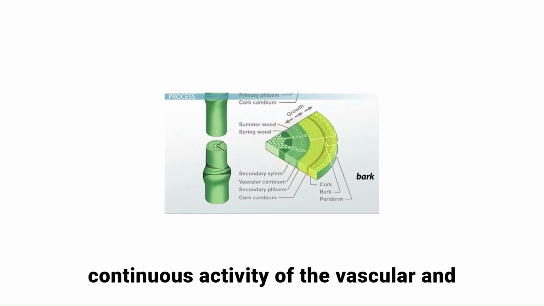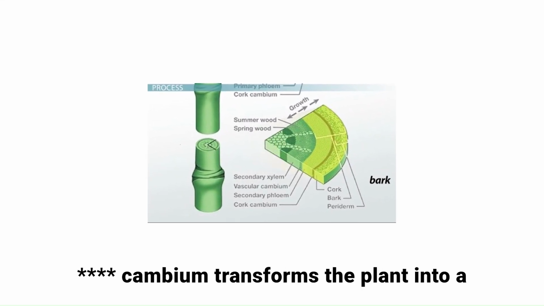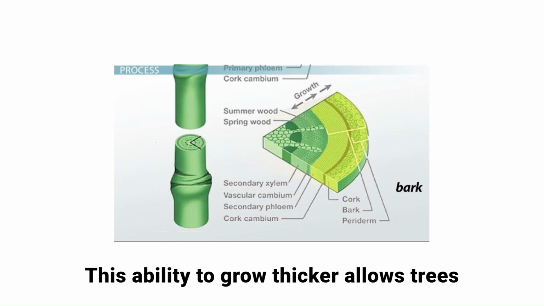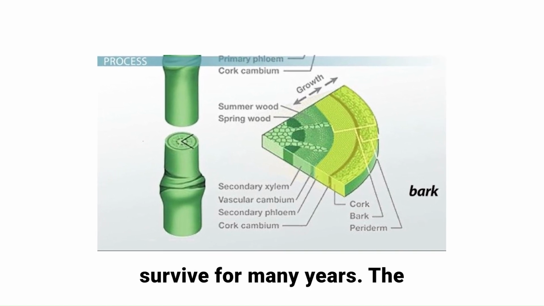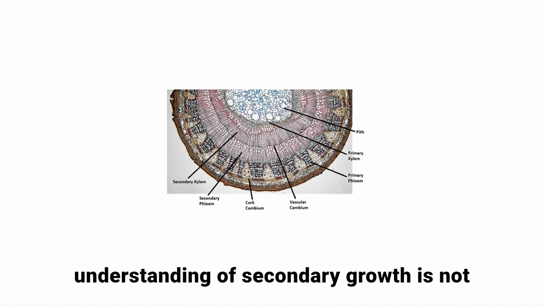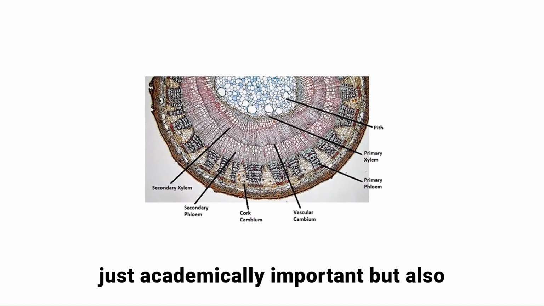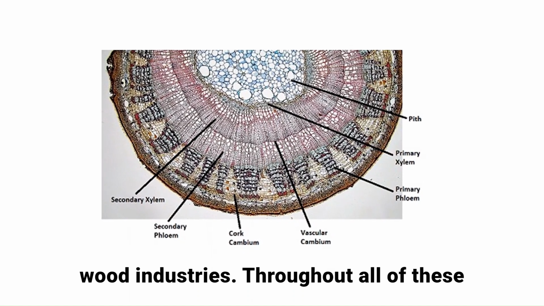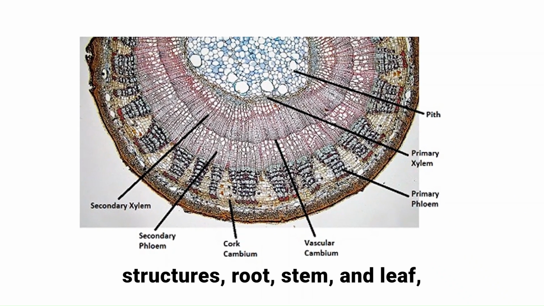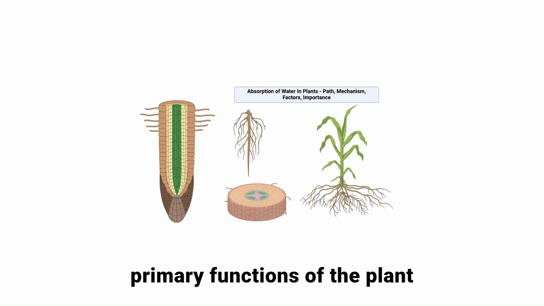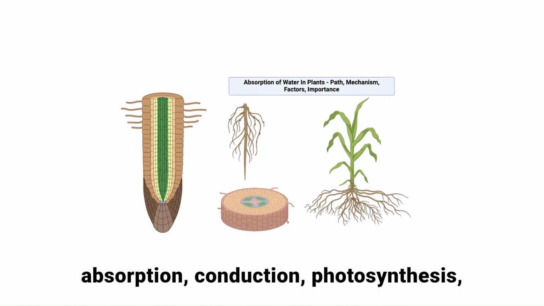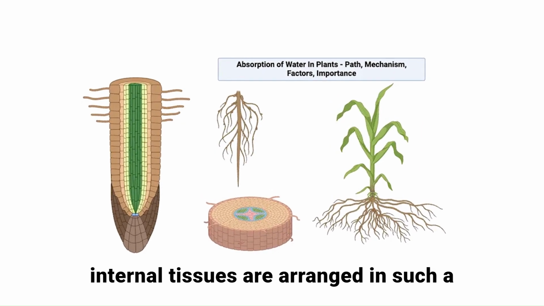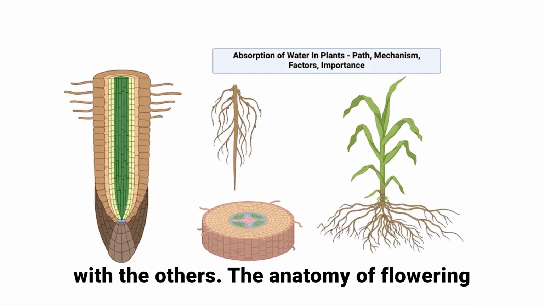In woody plants, the continuous activity of the vascular and cork cambium transforms the plant into a more robust and durable structure. This ability to grow thicker allows trees and shrubs to support more weight and survive for many years. The understanding of secondary growth is not just academically important but also critical in forestry, agriculture, and wood industries. Throughout all of these structures, root, stem, and leaf, the internal organization supports the primary functions of the plant: absorption, conduction, photosynthesis, support, and reproduction. The internal tissues are arranged in such a manner that every part works in harmony with the others.